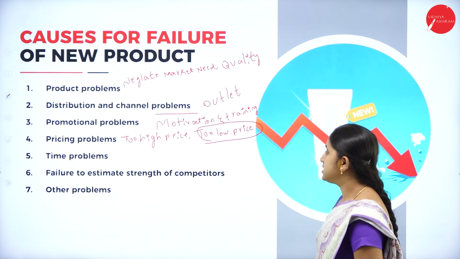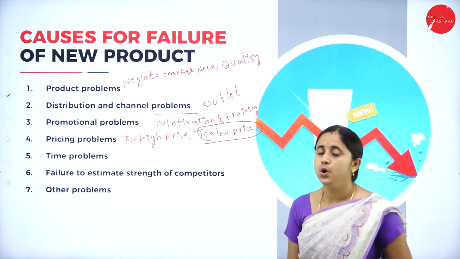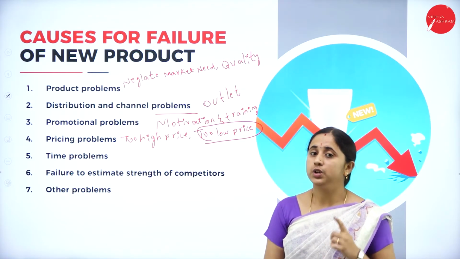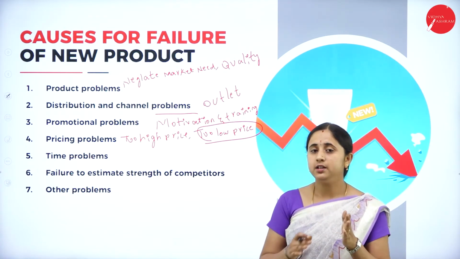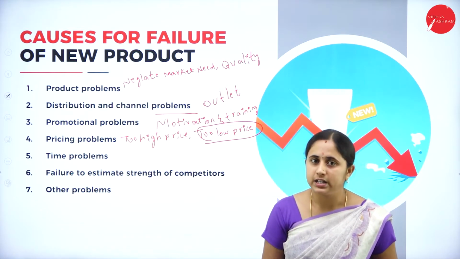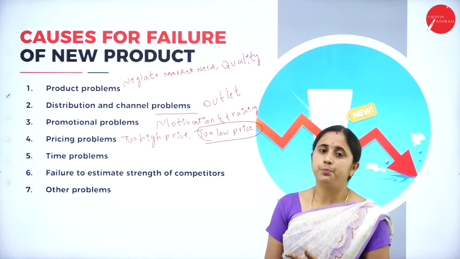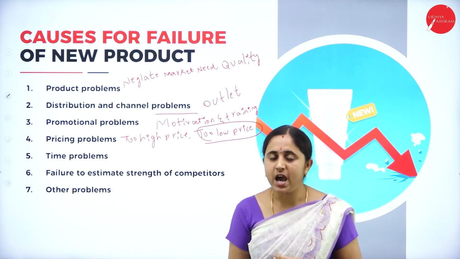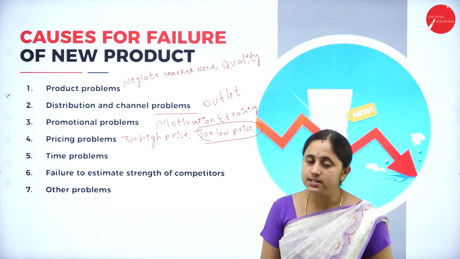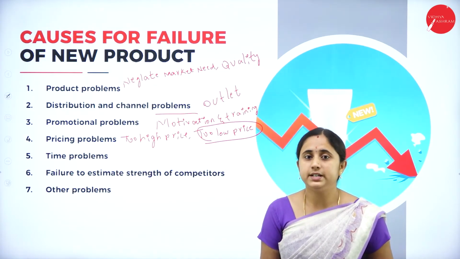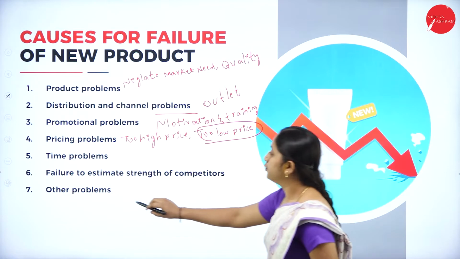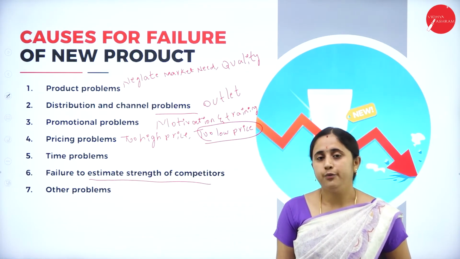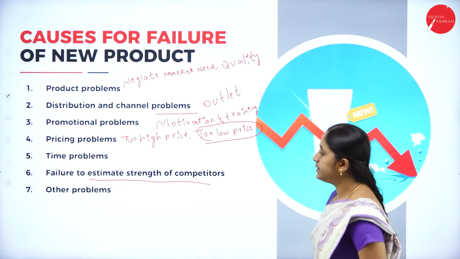Next, failure to estimate the strength of competitors. While developing a product, you need to identify the competitors. You need to analyze the competitors, their marketing activity, their pricing strategy, their product features, their promotional activity, and distribution channels. All these factors you need to consider. Then you can make a better strategy than the competitor. If you fail to estimate the strength of the competitor, it is also one of the reasons for failure of your product.